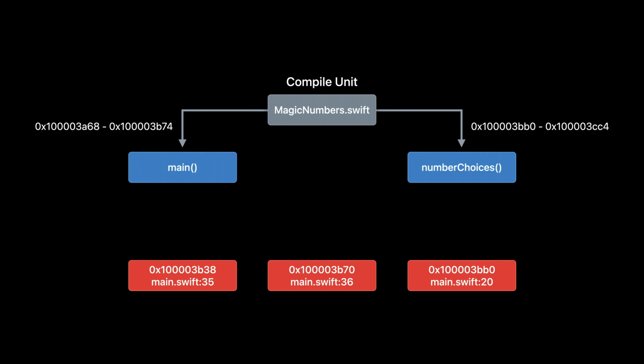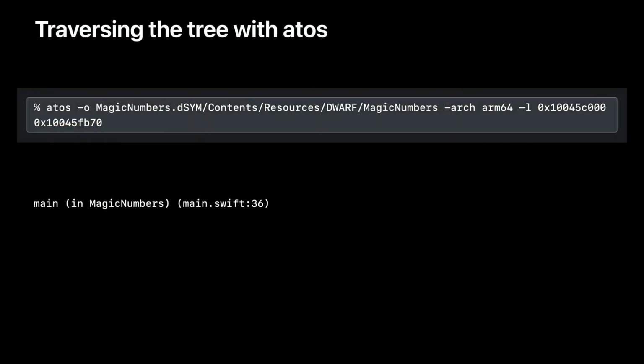So if we want to match a file address, we can traverse the tree. First, we'll start at the compile unit and follow the branches. Then we'll pick up any of the debug line entries that matched. We can automate this again with A2S, only this time I'm specifically leaving out the -i flag.